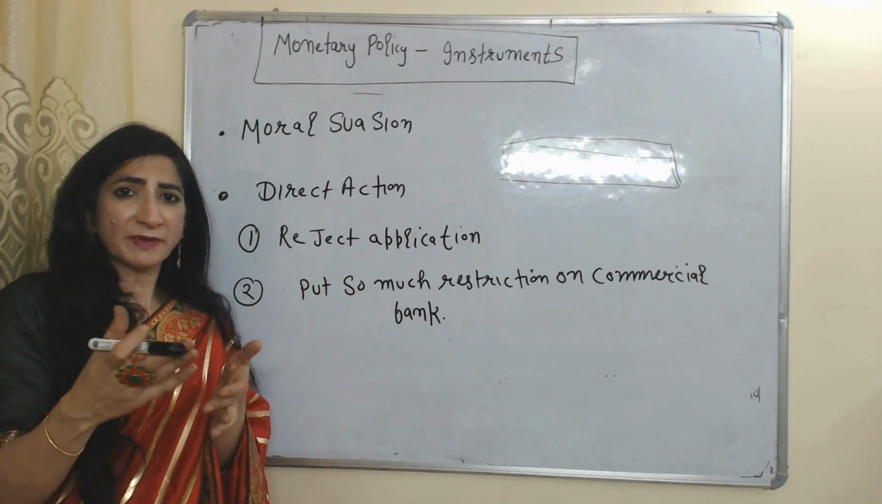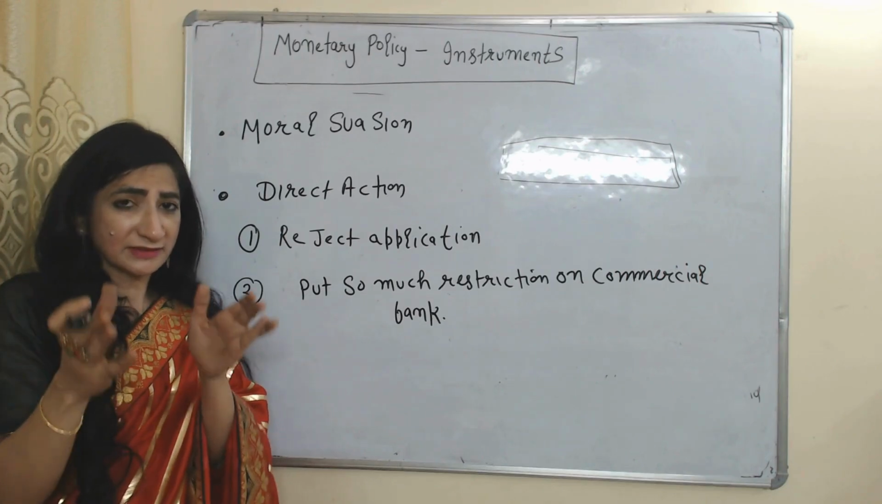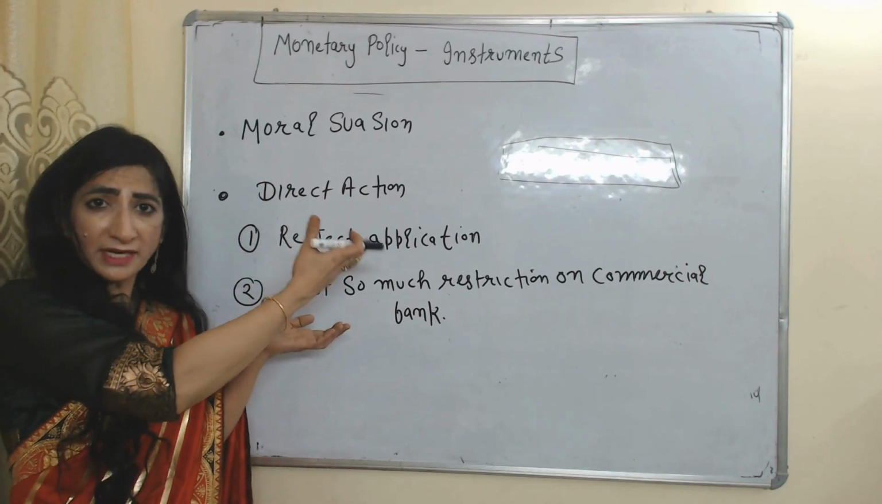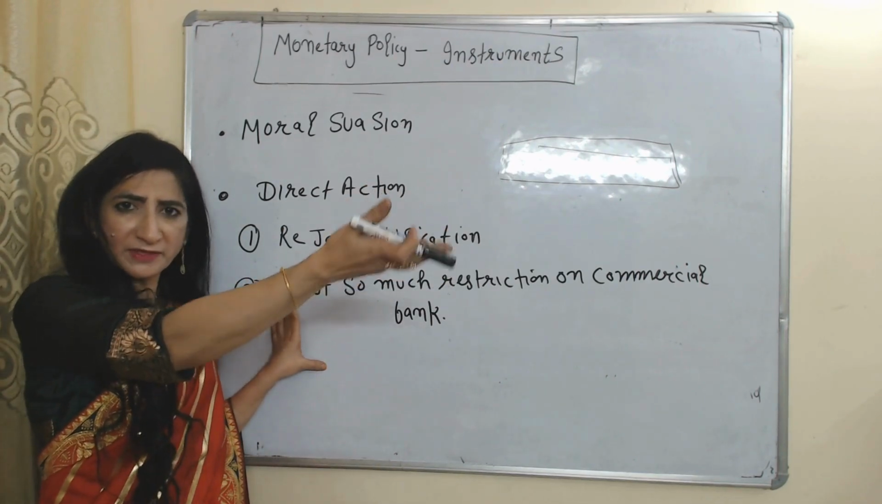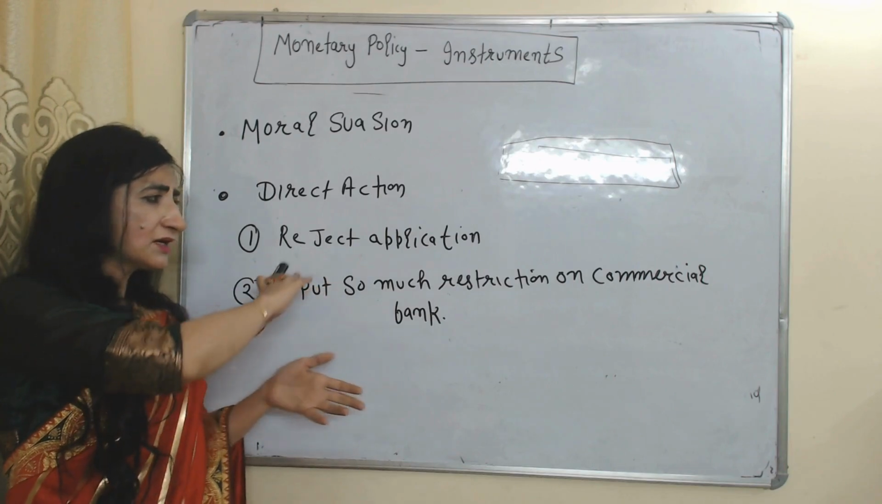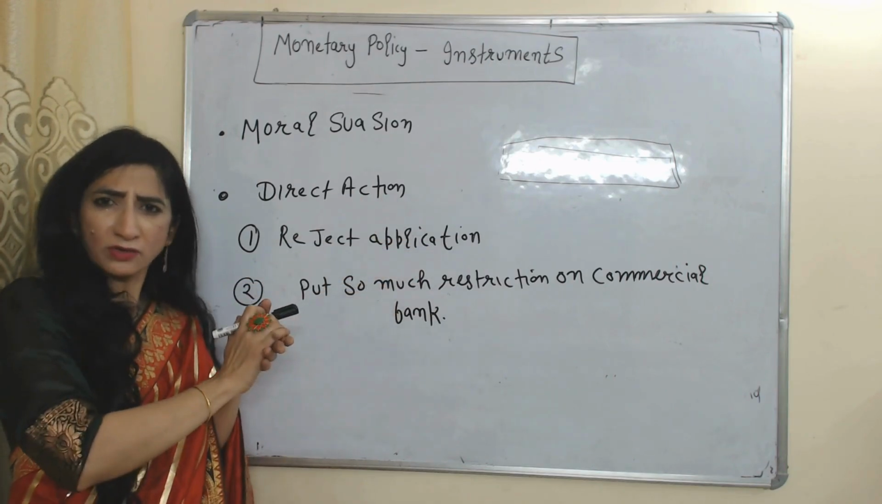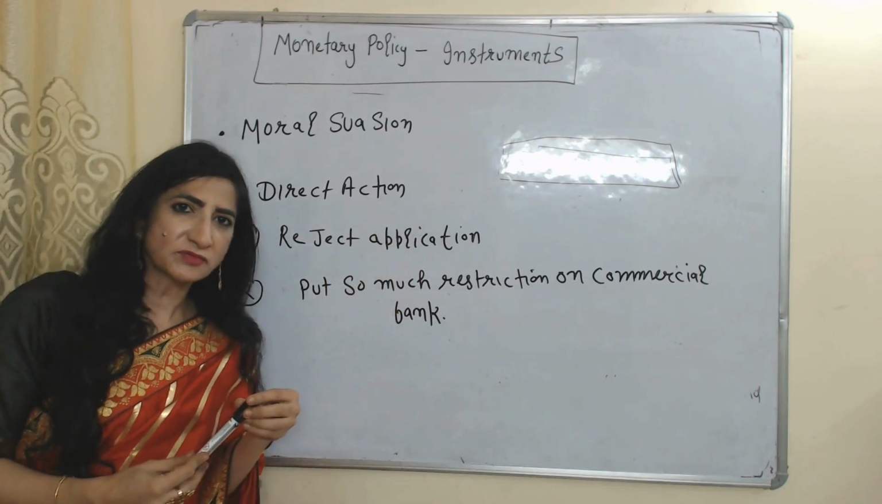If a commercial bank does not cooperate with the central bank, then the central bank can take some direct action against the commercial bank. For example, the central bank can reject any application of the commercial bank. The central bank can impose many restrictions on a particular commercial bank. So this is all about instruments of monetary policy.